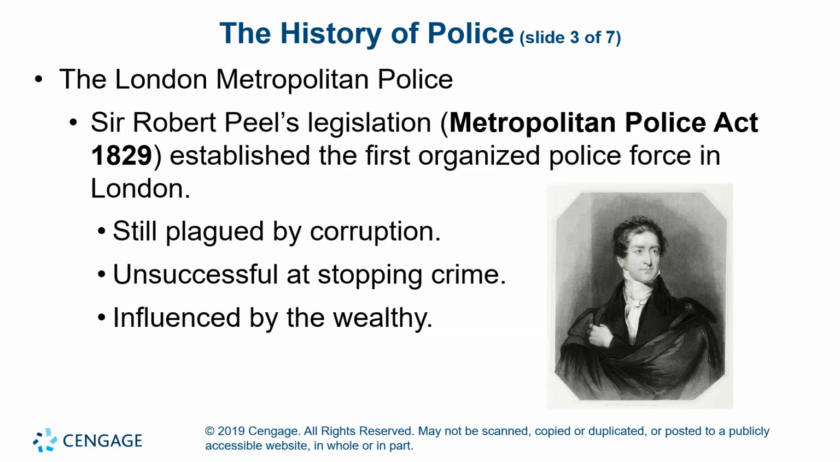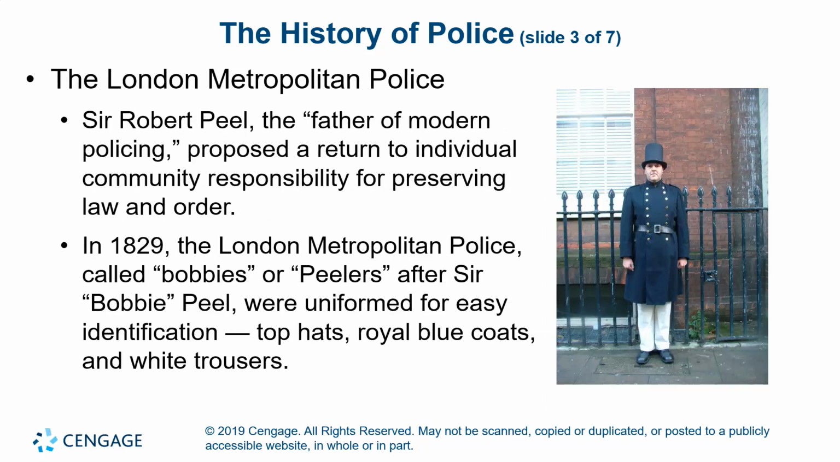Now, the early Bobbies at this time did suffer a lot of problems. Many of them were corrupt. They were unsuccessful at stopping crime, and they were also influenced by wealthy individuals. So, despite its recognized shortcomings, the London experiment of this early agency proved to be a vast improvement over what had come before, and it was considered so successful that the Metropolitan Police soon began providing law enforcement assistance to areas that actually requested it.